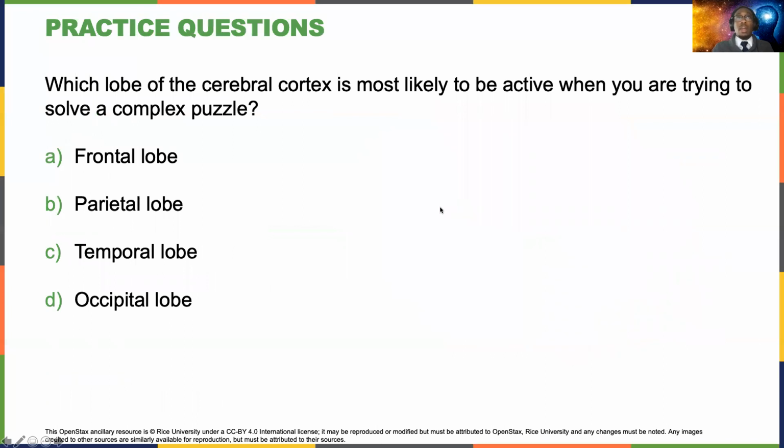So a quick quiz on everything that we've covered in this chapter so far. Feel free to pause the video to give your answer. Which lobe of the cerebral cortex is most likely to be active when you're trying to solve a complex puzzle? So here the answer would be A, the frontal lobe. That's where our higher cognitive functions are. Activity there allows us to accomplish things like problem solving and other higher cognitive functions.